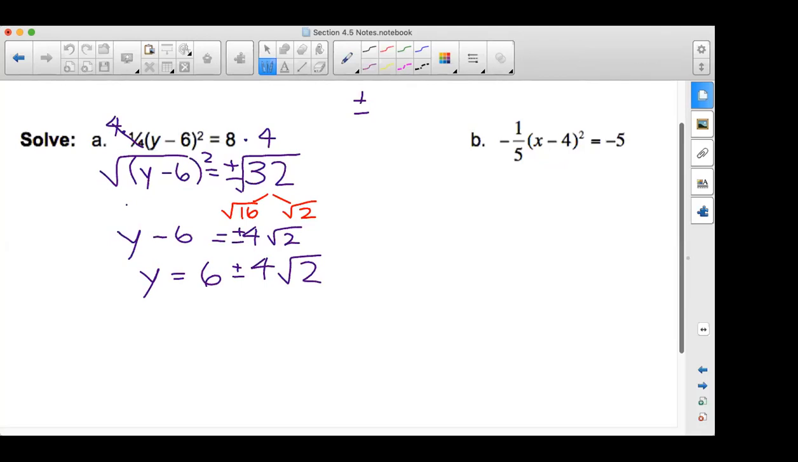This means that our one answer is 6 plus 4 root 2, and the other one is y equals 6 minus 4 root 2. And we always write that real number first. The radical comes second.